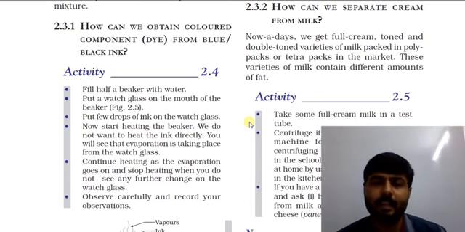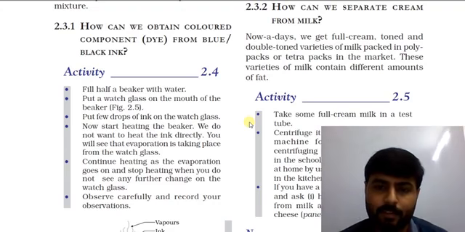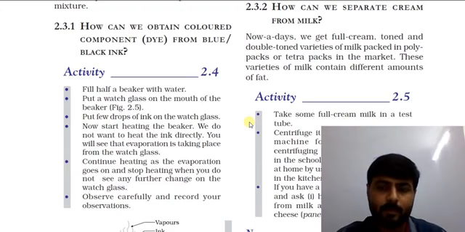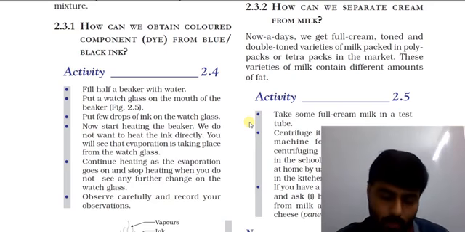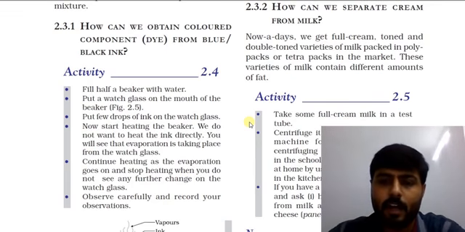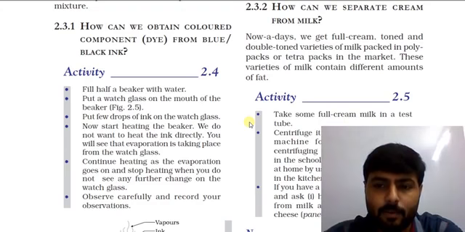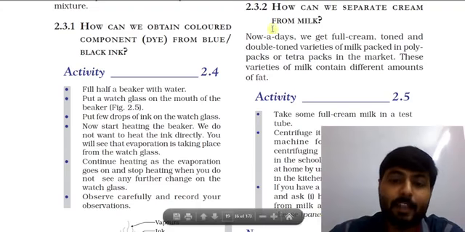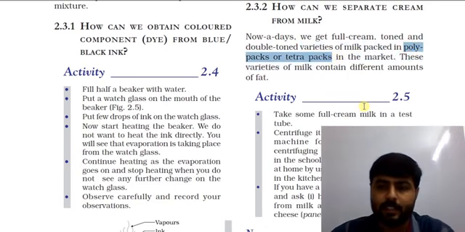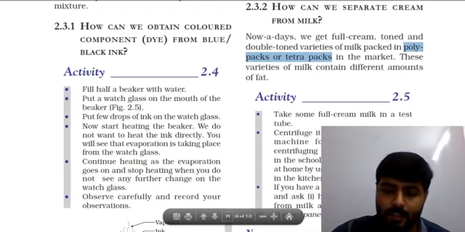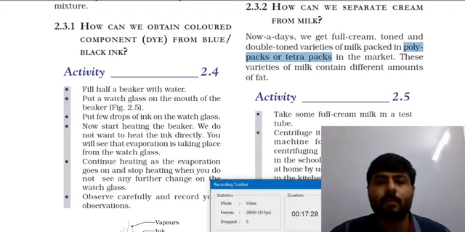We have seen that milk is a mixture. Milk is a mixture of various components. And what is the type of mixture? Milk is a colloidal solution. So we have available different kind of full cream, toned and double toned varieties of milk pack in polypacks or tetra packs. These polypacks and tetra packs are nothing but the types of packaging. These varieties of milk contain different amount of fat.